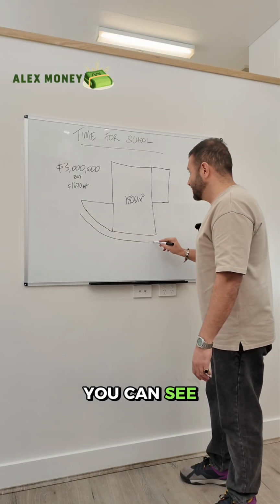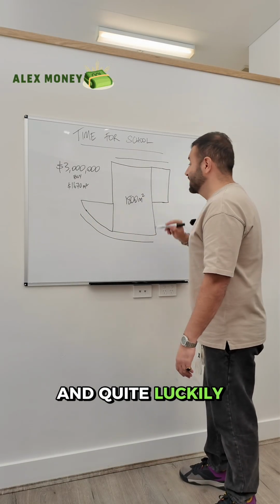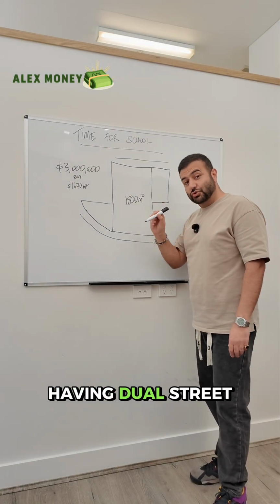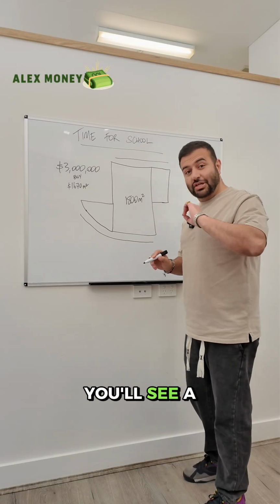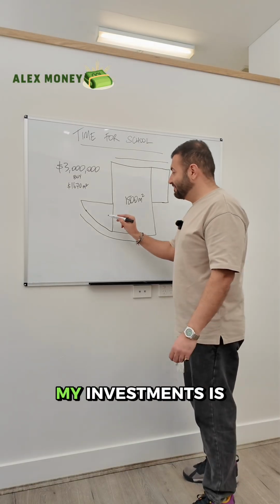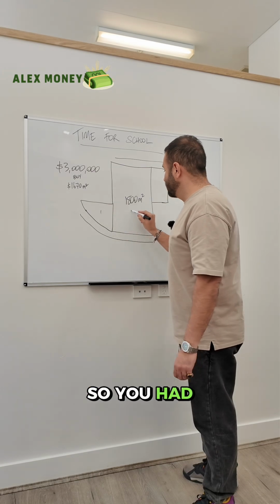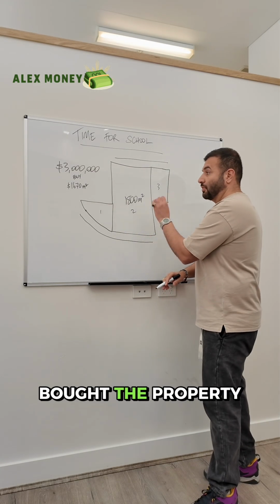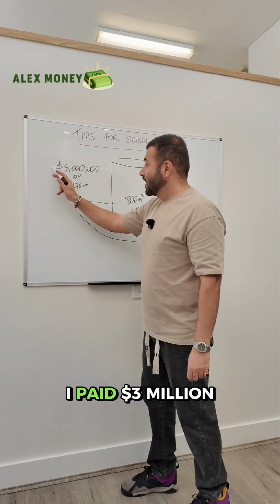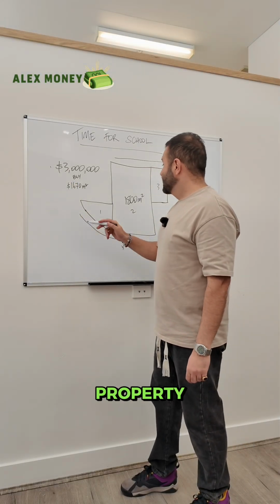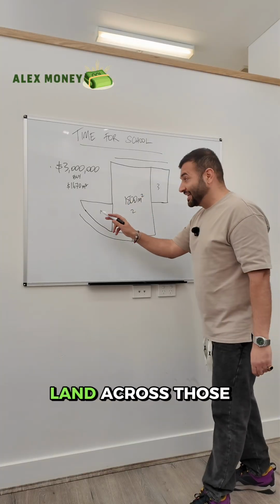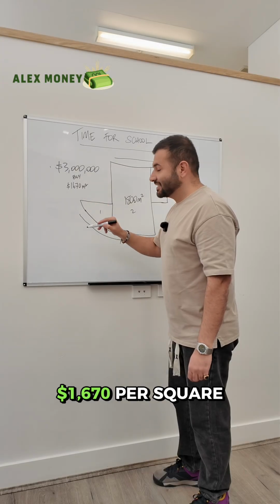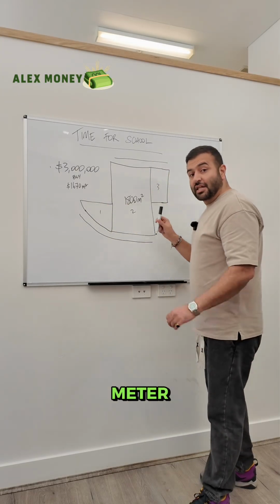This that you can see here is a street frontage, and quite luckily on this side here, we had a street frontage as well. So already you've got that increased value of having dual street frontages. Another thing that you will see a lot in my videos that I chase in all of my investments is multiple titles. So you had 1, 2, 3 titles already existing when I bought the property. Now, speaking of buying the property, I paid $3 million to buy the property. It was 1,800 square meters of land across those 3 titles. So if you break that down, I paid about $1,670 per square meter for all of that land.